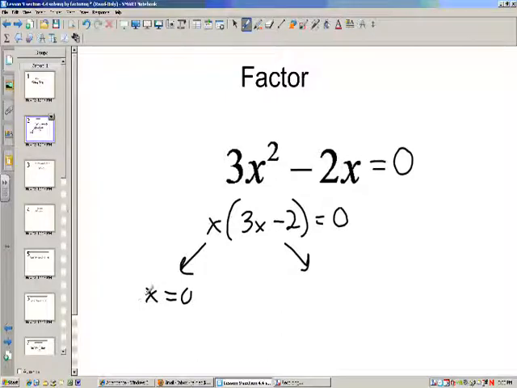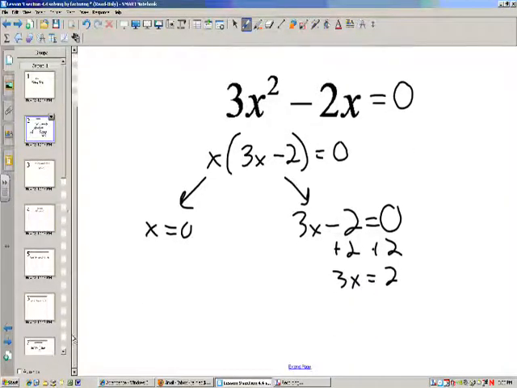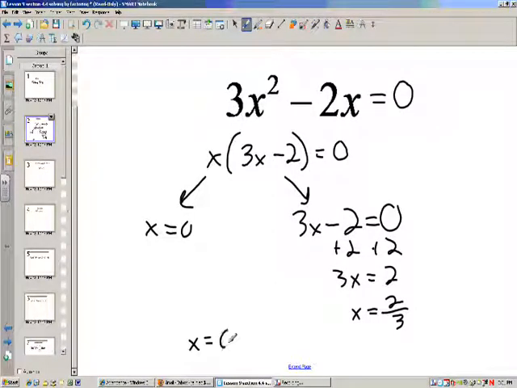So this first equation is easy, x equals 0. The second one, we have 3x minus 2 equals 0. Now I can add 2, and so 3x equals 2. Then if I divide by 3, x is equal to 2/3. So if I have an equation like this, there's two answers. X can be 0 or 2/3.